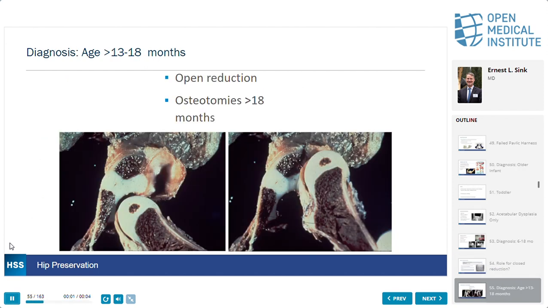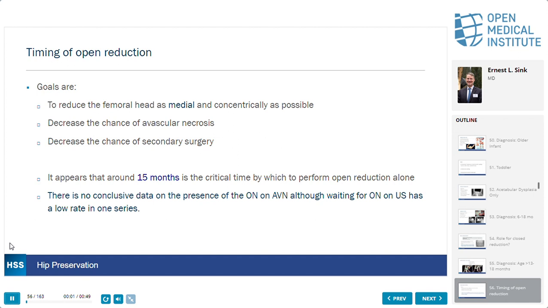Yeah, this is the way it looks, a false acetabulum. Okay, the goals are to reduce the femoral head as medial and concentrically as possible, and decrease the chance of avascular necrosis, which means no forceful entry of the hip in. Don't force it in. And two, if they're older, you have to shorten the femur. Decrease the chance of secondary surgery.